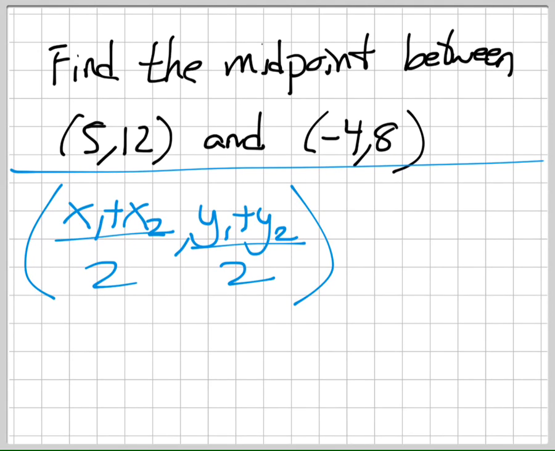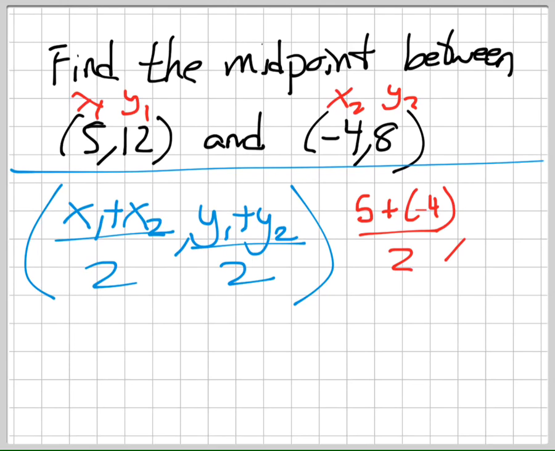So we want to find the exact middle between these. Let's just call this the first x, the first y, since they come first, and the second x, the second y. Take the first x plus the second x, divide that by 2, that's the x coordinate. Take the first y plus the second y, divide that by 2, that's the y coordinate.